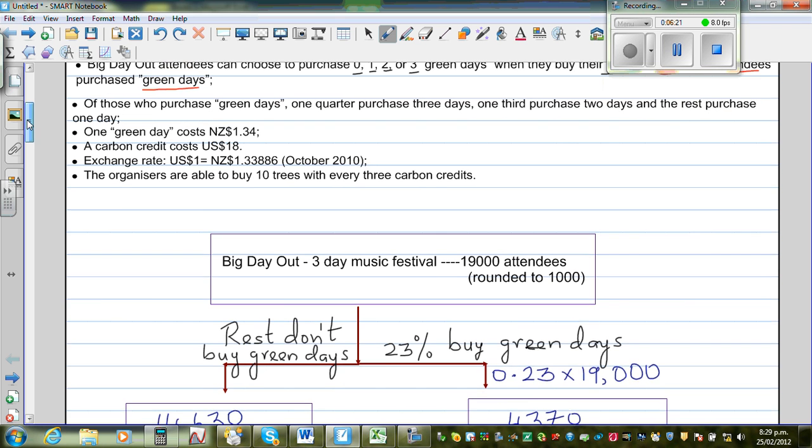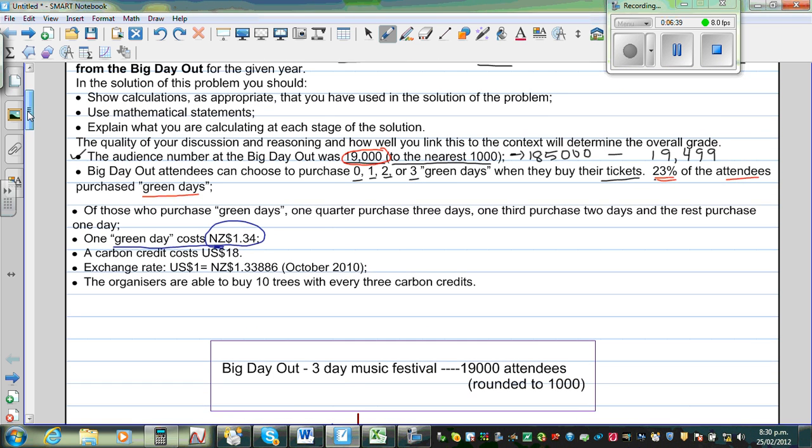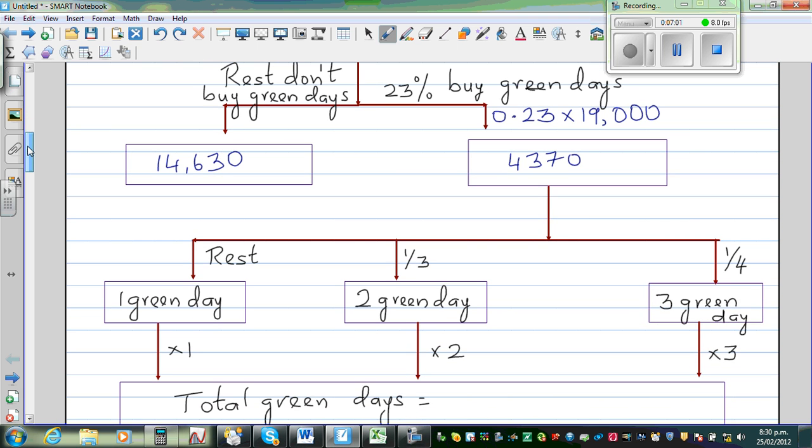Now, one green day costs $1.34 New Zealand dollars. So the organizers of this Big Day Out will generate some income from the people who have bought green days. Before that, of those who purchase green days, one quarter purchase 3 green days, one third purchase 2 green days, and the rest purchase 1 green day. So let's find the people who bought 3 green days, which is one quarter of this. There are people who bought 3 green days, 2 green days, or 1 green day.